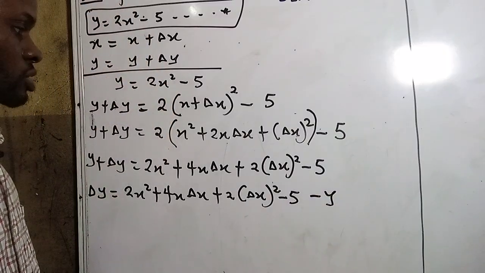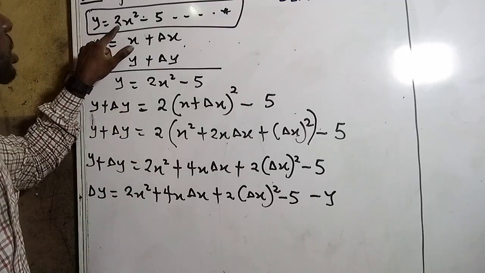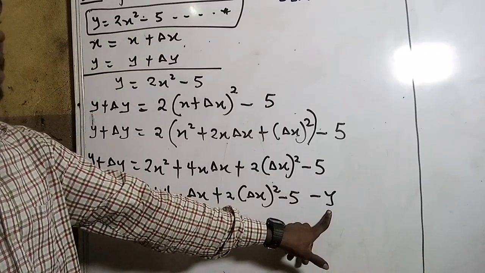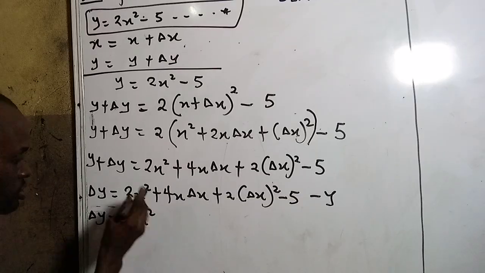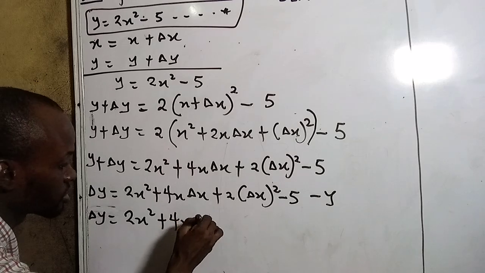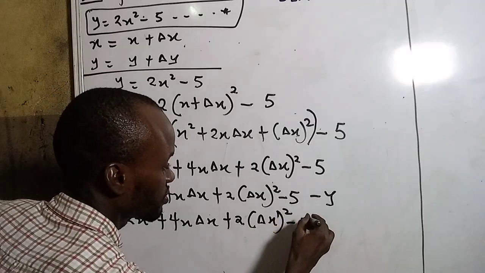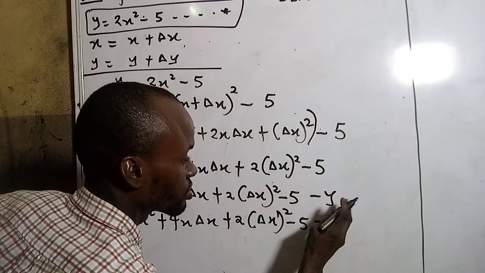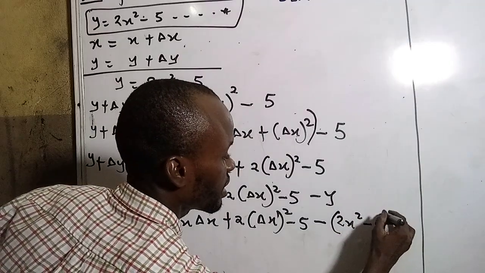So the next thing now, recall that from the original expression, y equals 2x squared minus 5. So that's not going to substitute as for y now. So what I'm going to have now, that will be y plus dy equals 2(x plus dx) squared minus 5. Then this becomes minus, since that will be minus (2x squared minus 5), close the bracket.